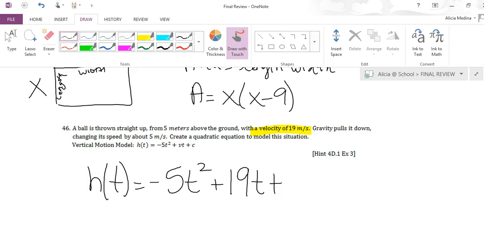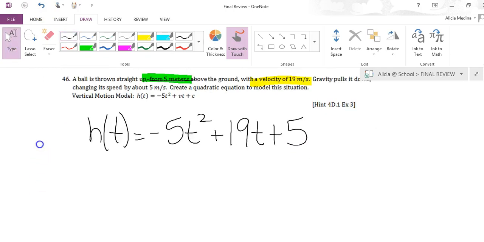And where was this starting up? Well, it started up at 5 meters in the air. So that plus 5 is going to be my c. Oh, nice. So plus c. Alright, and I believe that brings us to the end of our review packet.